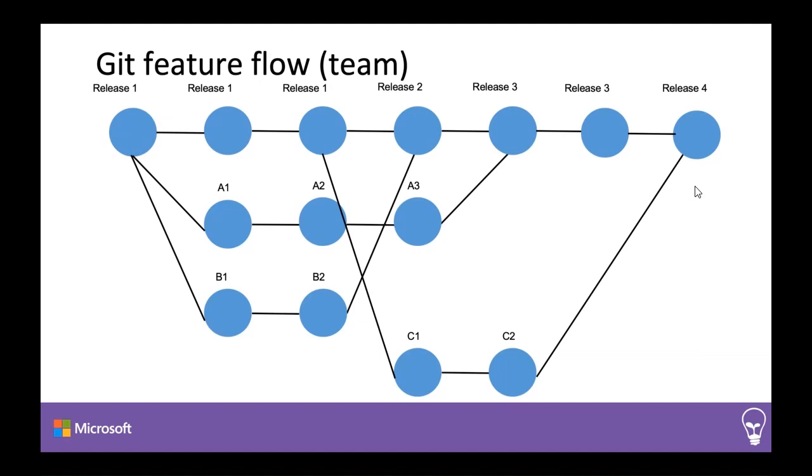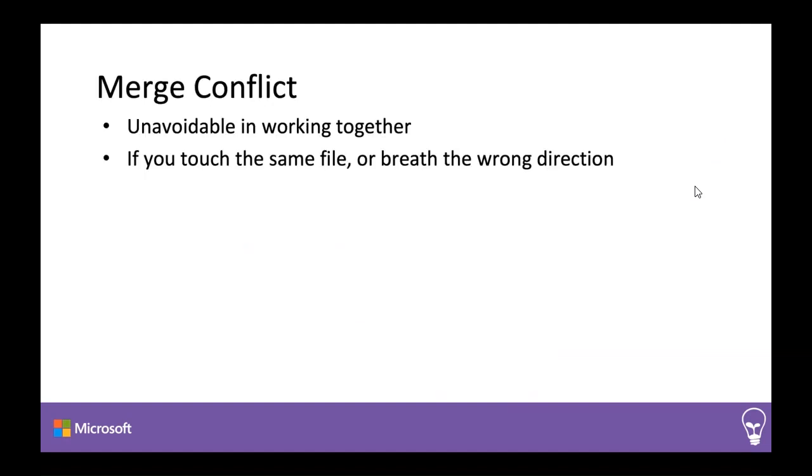What can happen is, if you look on the left, the C branch was created from an origin of release 1. But when it merged into master, it put its code on top of release 3. So that was the A changes and the B changes. So if any code was changed in C and A and B, you're going to have a merge conflict. That's essentially unavoidable when you're working together.